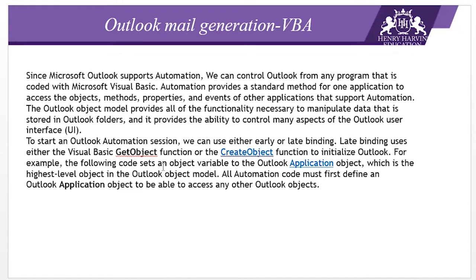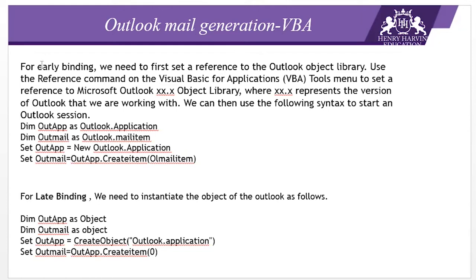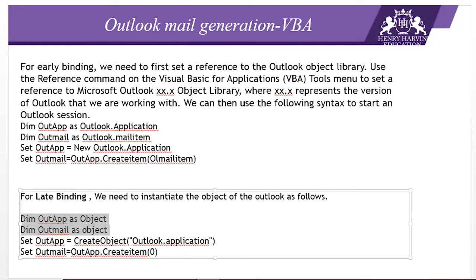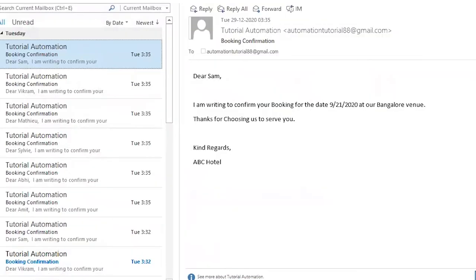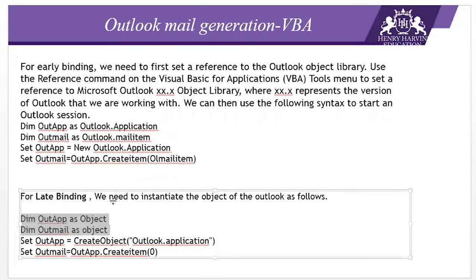For example, the following code sets an object variable to the Outlook object, which is the highest level object in the Outlook object model. Now you see we are talking about these two things, which I have written personally to make you understand better what is early binding and what is late binding, guys. In late binding, it refers to object. That's why these two things are object. When we open Outlook, this is the Outlook app. When we go to Outlook mail, this is called Outlook mail. So there are two objects which we have to define.